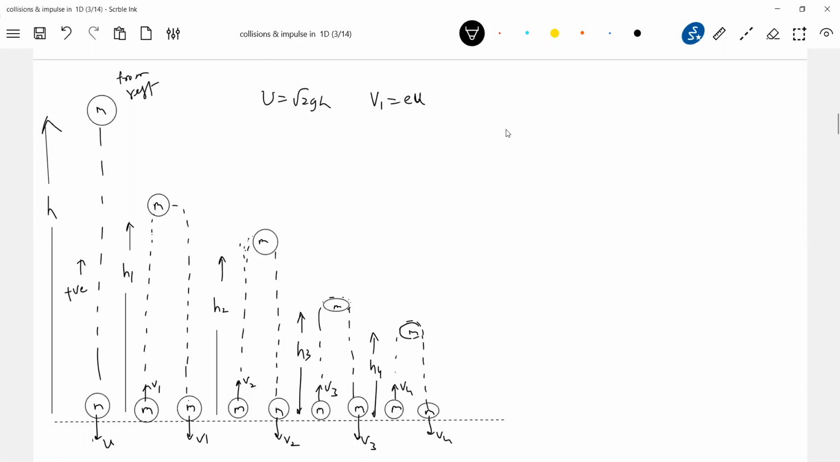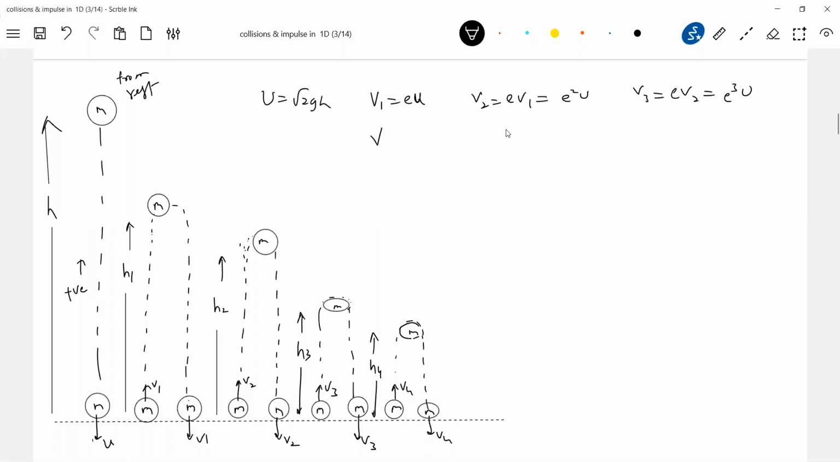Like that, some n collisions will occur. Can we generalize any formulas? So what is V1? V1 equal to EU. So what should be the V2? First we'll write all the formulas. V2 will be E into V1, or this will become E square U. V3 will be E into V2, so this will become E cube U.